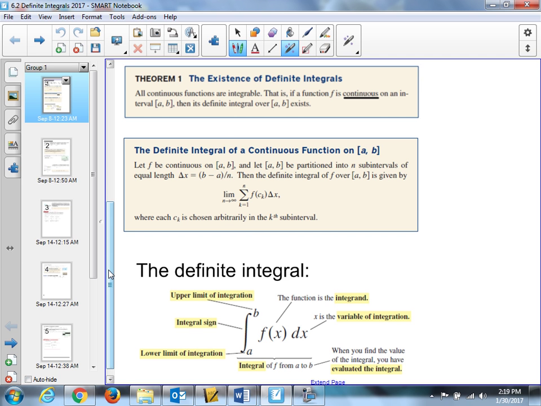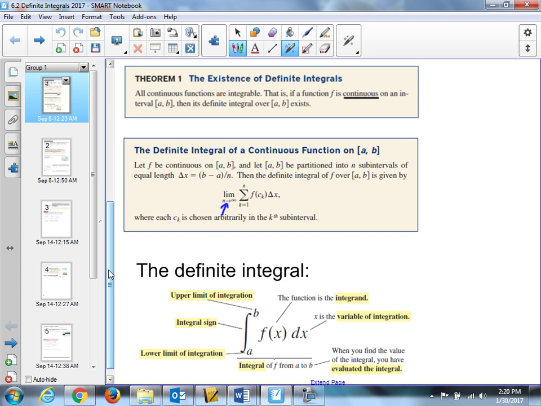Now, let f be continuous on that interval, so 2 to 7. And let 2 to 7 be partitioned into n subintervals. Breaking it up, I could say 2 to 7. I could break that up into 5 intervals, 2 to 3, 3 to 4, and so on. Well, n intervals is even more intervals. Instead of 5, why not 10? It'd be more accurate. Why not 100? It'd be even more accurate. Why not a billion? Why not an infinite number of intervals? It'd be extremely accurate, is what we're saying.